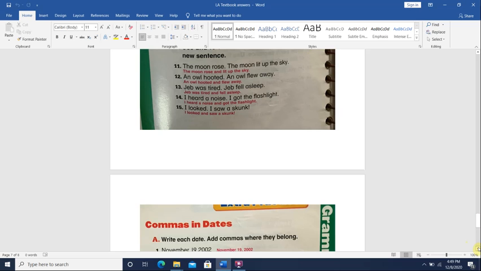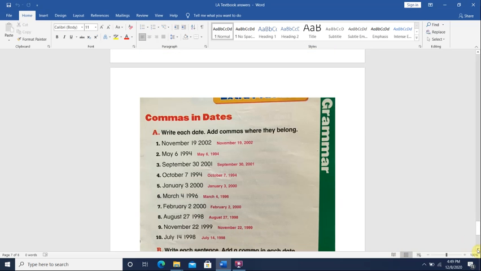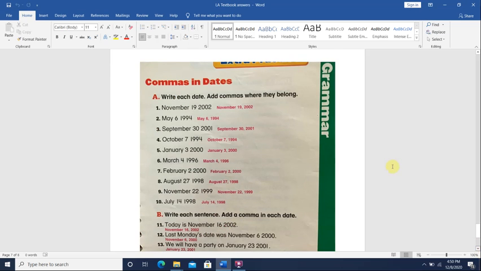Okay, the last one is about putting the commas in the date. Remember, we put the comma between the day and the year. So November 19, 2002. May 6, 1994. September 30, 2001. Okay, October 7, 1994. January 3rd, 2000. March 4th, 1996. February 2nd, 2000. August 27, 1998. November 22, 1999. July 14th, 1998.